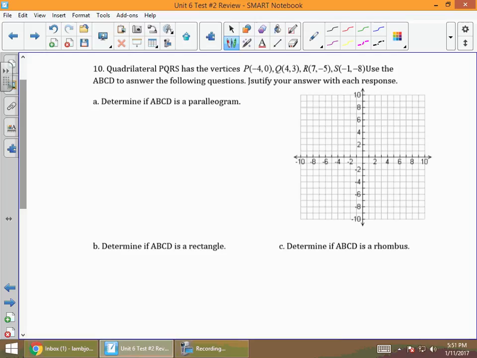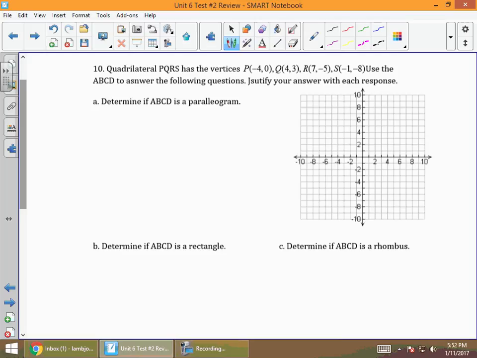And question number 10 says, quadrilateral PQRS has the vertices using parts A, B, C, D to answer the following questions. Justify your answer with each response. A lot of typos in those directions, I just noticed. All sorts of typos. So first thing we're going to do is it says determine whether A, B, C, D. We call them PQRS. I don't care what those things are. Understand there are some typos here.